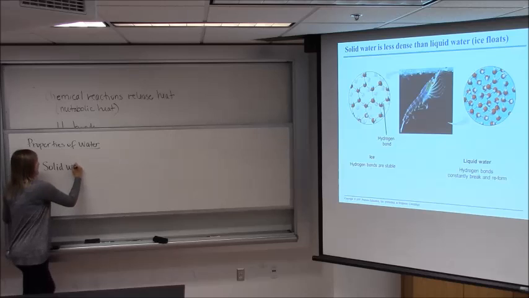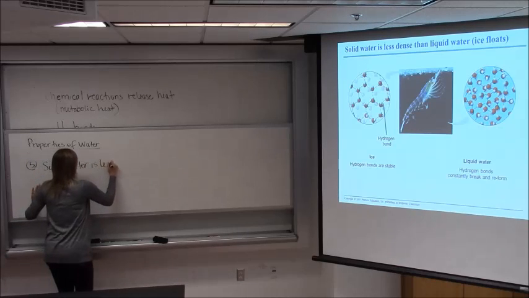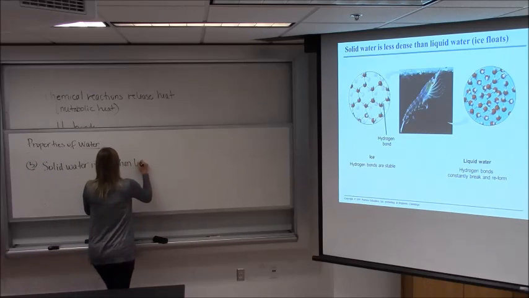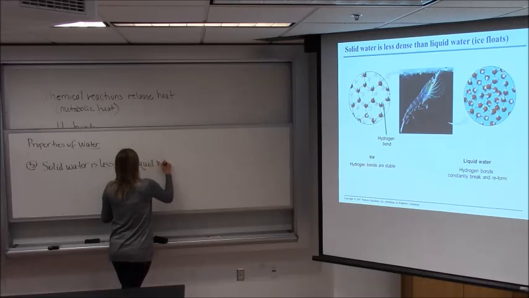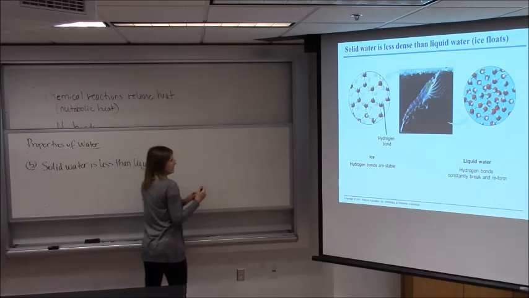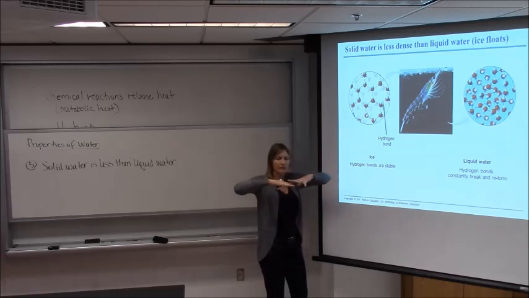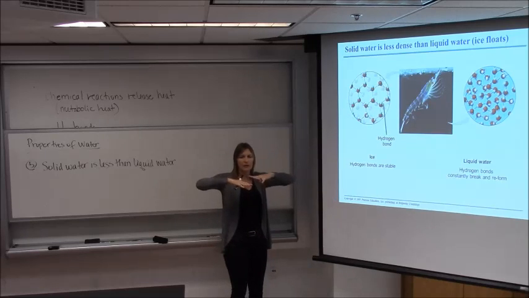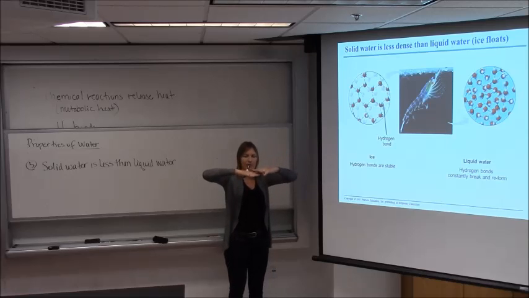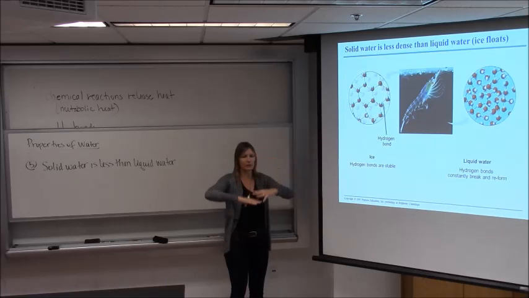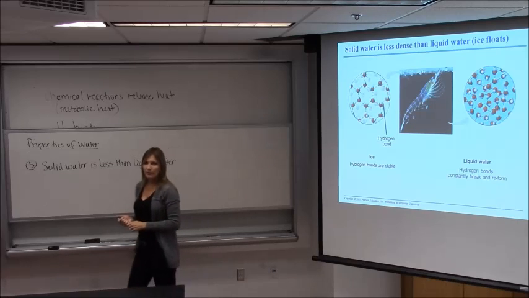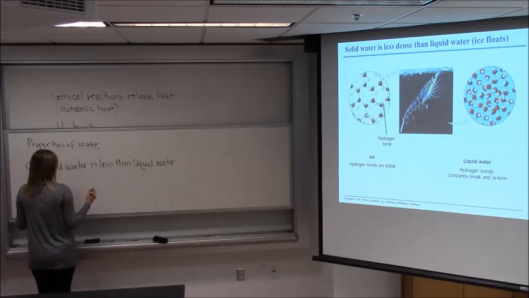Solid water is less dense than liquid water. The reason for that has to do with hydrogen bonding again. You can see that when water freezes, those hydrogen bonds are no longer breaking and reforming, and it keeps these water molecules at a fixed distance, and it kind of has this rafting effect where ice floats. Why do we care about that? Well, again, most living organisms are in aquatic environments.